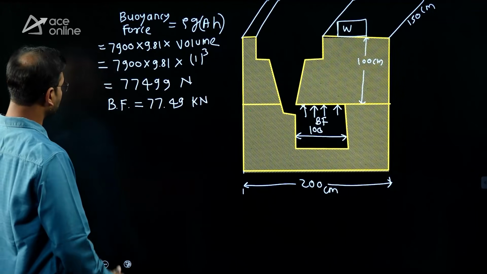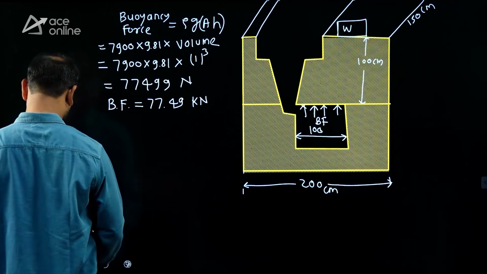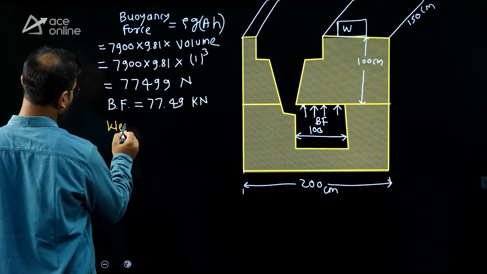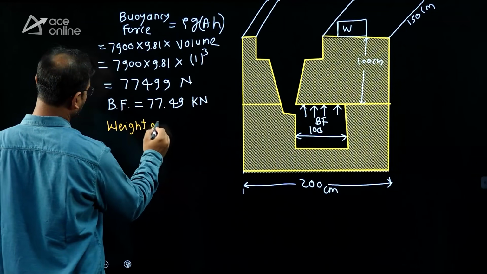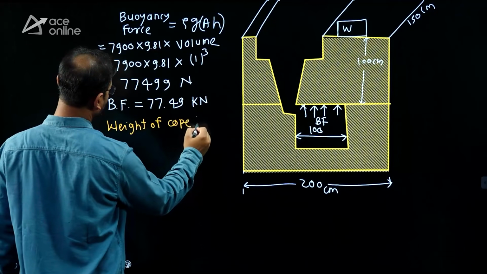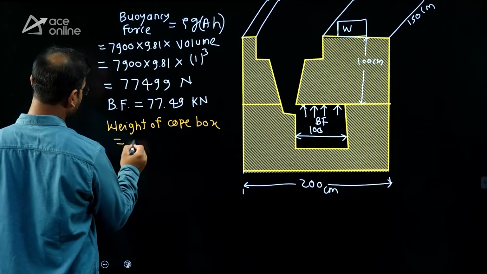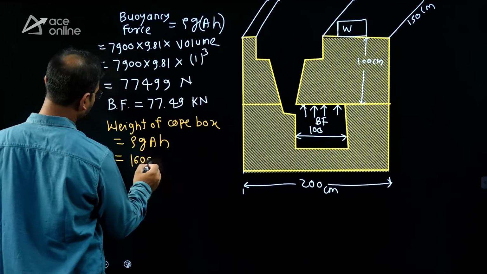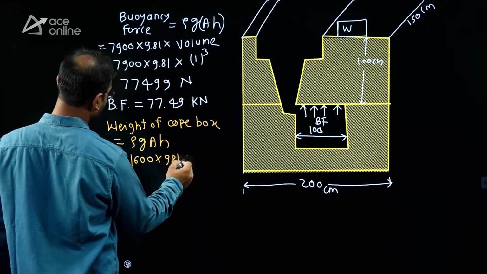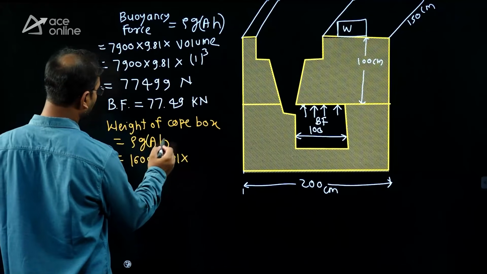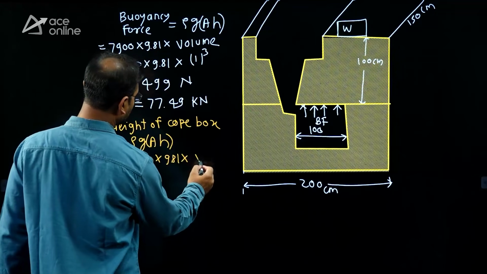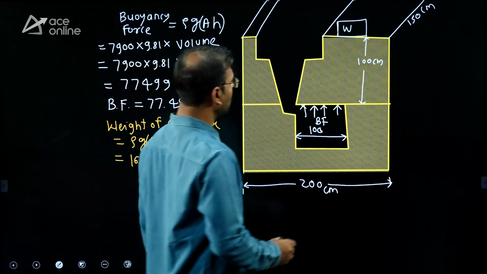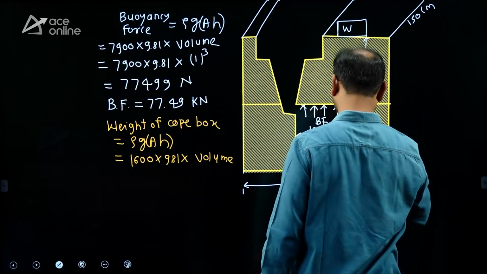Now next is the weight of the cope box. Weight of cope box, the formula is the same, rho g A h. Then what is the density of cope? 1600. G is 9.81. What is the area into height? That is the volume of cope. And what is the volume of cope here? Convert centimeter into meter: 1 meter, 1.5 meter, 2 meter.